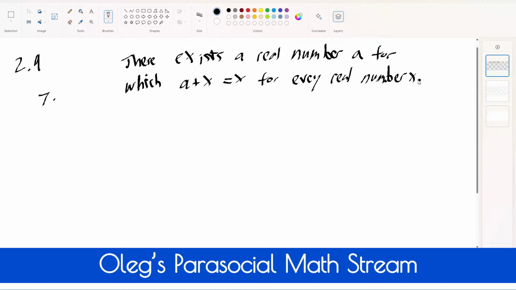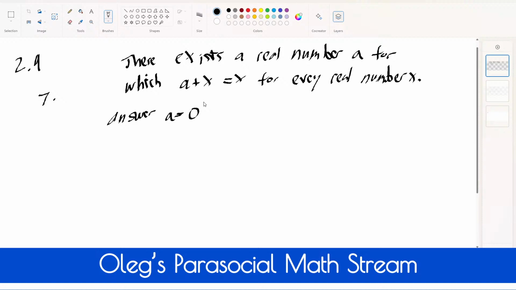There exists a real number a for which a plus x is equal to x for every real number x. Well, yeah, it would have to be 0. If 0 plus anything gives you that number. So the answer is 0. Okay. Yeah, that's basically it.